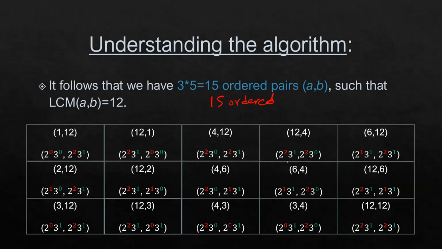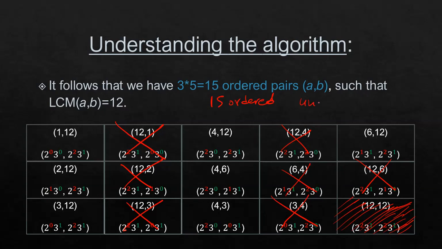Well, if you notice, to find the unordered pairs, I just have to go ahead and subtract this guy because we don't count him as an unordered pair. And then I just go ahead and cross out all of the mirrors. So at the end, for unordered, I have 15 minus 1 divided by 2, which is 14 divided by 2, which is 7.